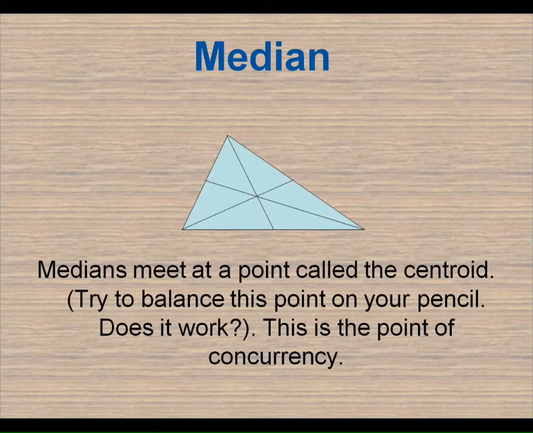So notice each of these special line segments, we call them something, and then where they all meet, we call that something else. So if I said the centroid of this triangle is point A or whatever, you would know I'm talking about the medians of that triangle. Okay. So the centroid is the point where the medians meet, so it's the point of concurrency for the medians.